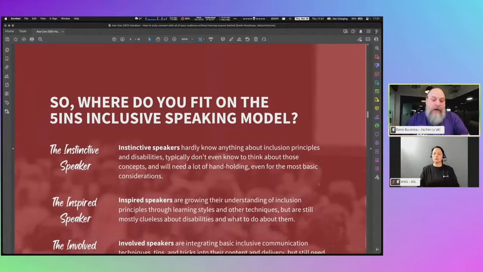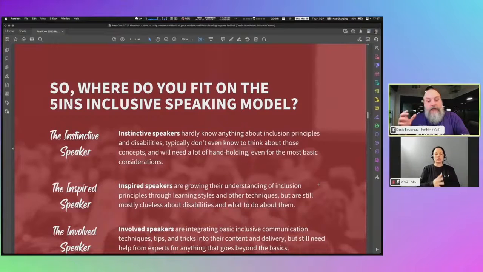The inspired speaker, they're growing their understanding of inclusion principles through learning styles and other techniques. So they recognize that one size fits all doesn't work. They understand that some people prefer a more visual or auditory or kinesthetic way of learning. They acknowledge that we're on a spectrum for those things. They start getting those ideas, but they're clueless about what accessibility or disability still means at that point, and even what to do about that.